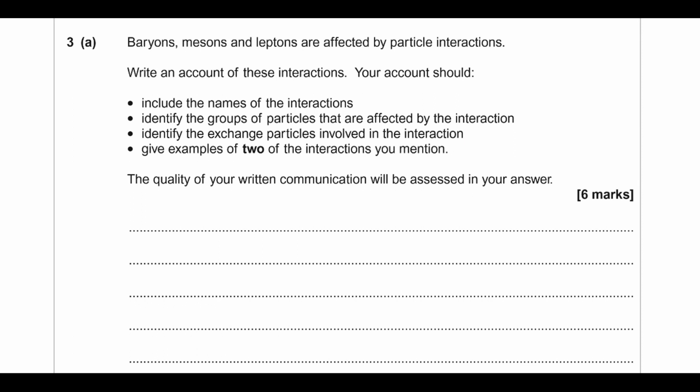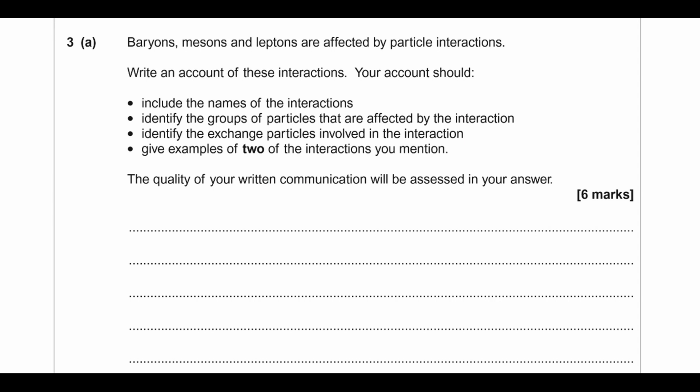Okay, so we could go with, between baryons and leptons, weak. Between baryons and mesons, we could go with strong. And then between any charged particles, we could go with electromagnetic. So we have quite a few options there. So let's go along with that.